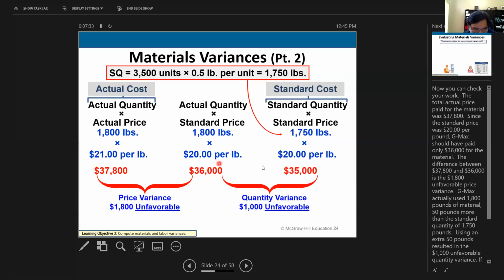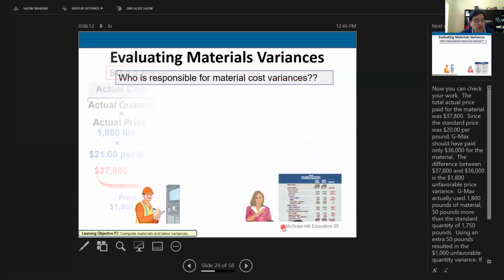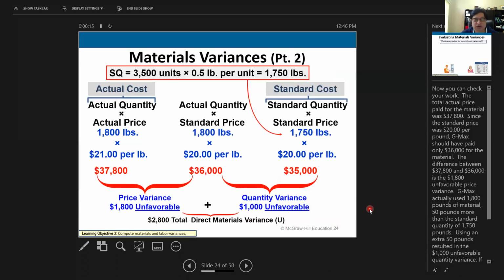And it's the same thing for the labor, basically. Instead of quantity, it will say hours, and instead of price, it would say rate. So the total of these two together is 2,800, total direct material variance unfavorable. You need to distinguish between the terms. Price variance is just 1 minus 2. Quantity variance is 2 minus 3. Total material variance is 1 minus 3, both of them together. Any questions from anyone else, please, on this?